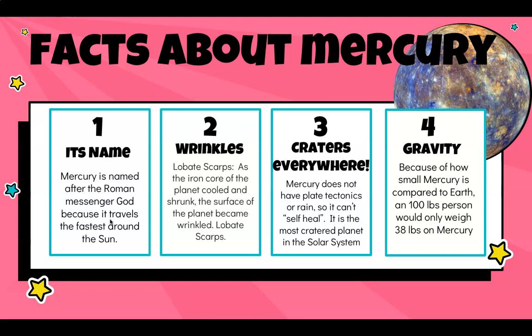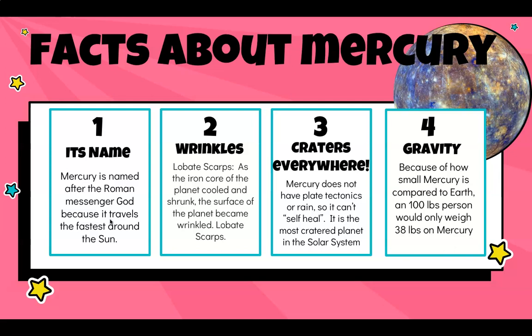So if you've ever seen, I think the Disney movie Hercules or some other cartoons, you'll see Mercury as the Roman god who has those wings on the back of his shoes that make him go very fast. And the reason that Mercury was named after him was because Mercury travels so fast.